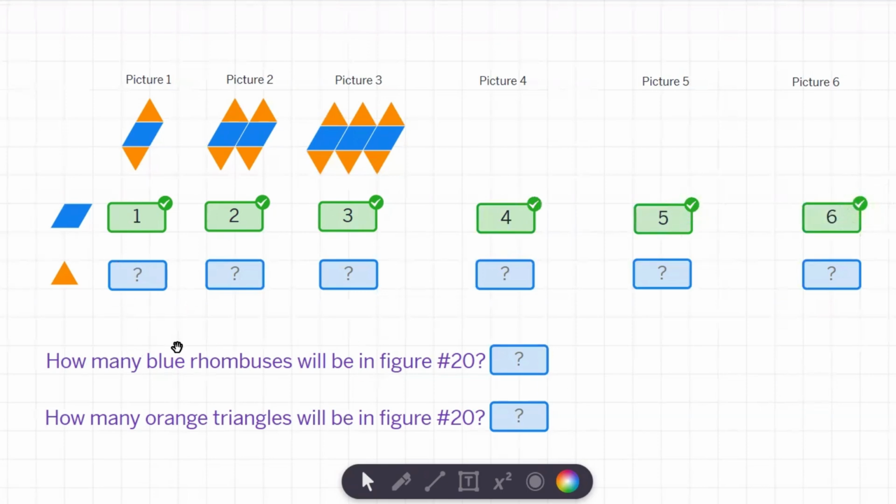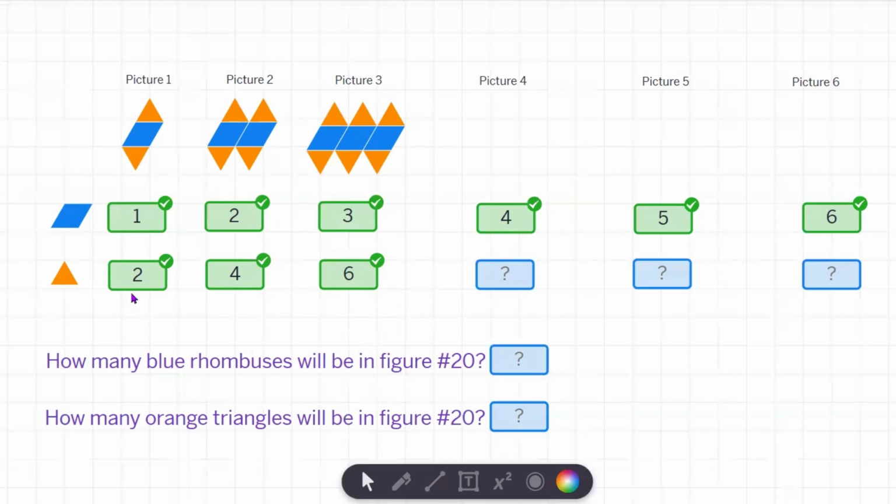How about the number of triangles? As you can see, in picture number 1, there are two triangles. In picture number 2, there are four triangles. And in picture number 3, there are six triangles. From this sequence of three numbers, we can identify the difference. So 6 minus 4 is equal to 2, and 4 minus 2 is equal to 2. Therefore, the common difference of the sequence of triangles is 2.